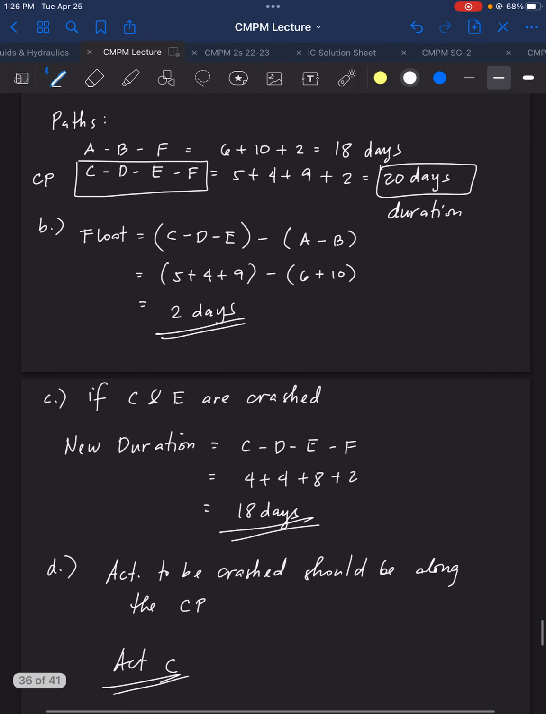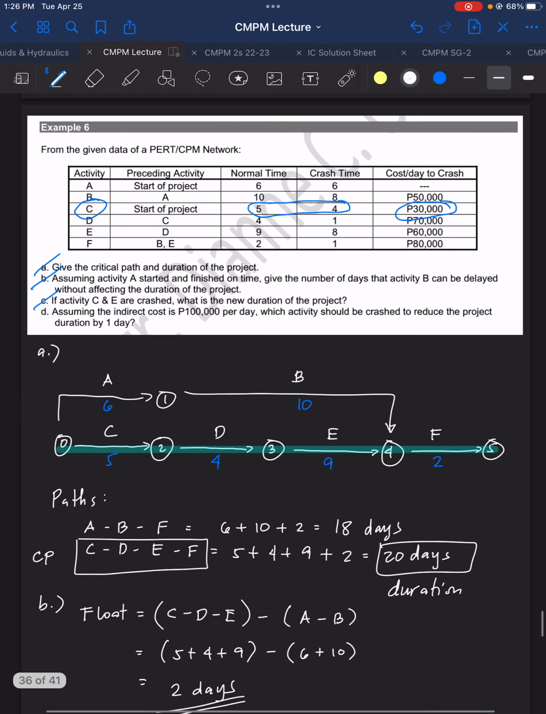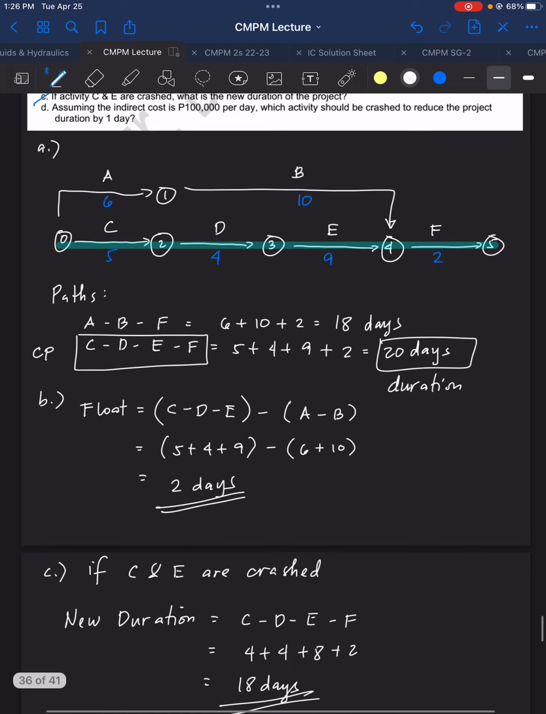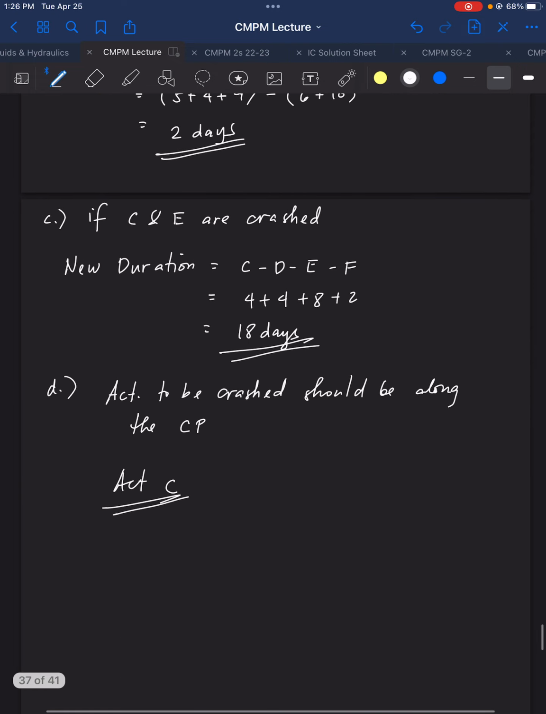Okay, so that's for example number 6. So that ends this lecture video for study guide number 2 under the topic PERT CPM Network.